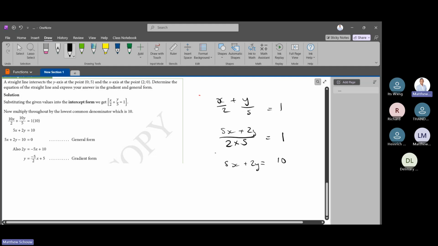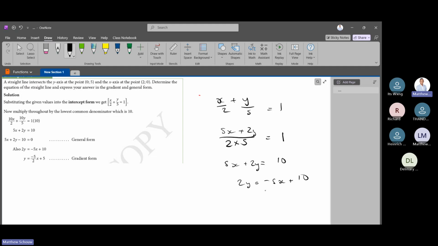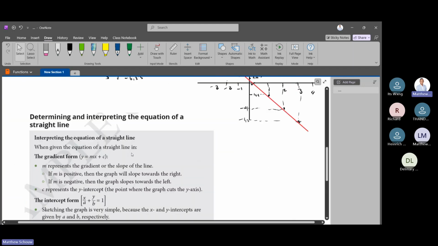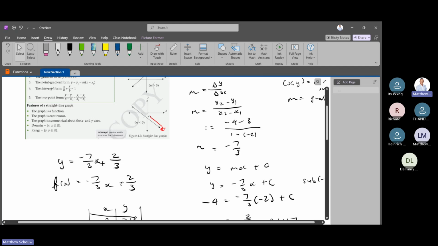And then obviously we can just rearrange it into standard form. You just take 2y equals minus 5x plus 10, and divide both sides by 2. You have y equals minus 5 over 2 x plus 10 over 2, which is 5. So that's one way. Like I said over here, we can do exactly the same thing with this one over here, right?